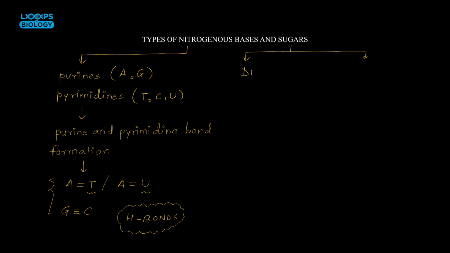Alright, so if we are talking about what the types of sugar are, there are two types of nucleic acid, that is DNA and RNA. The sugar is the same in the sense that it is ribose sugar, but this ribose is present inside your RNA as a native structure. So this ribose sugar, as it is without any changes, is present inside your RNA.